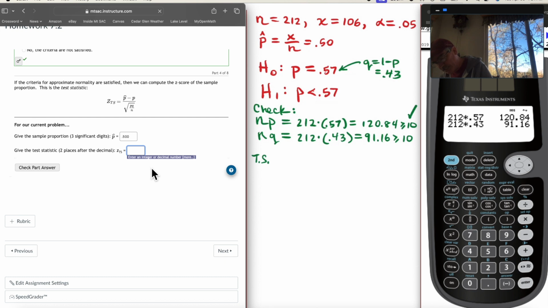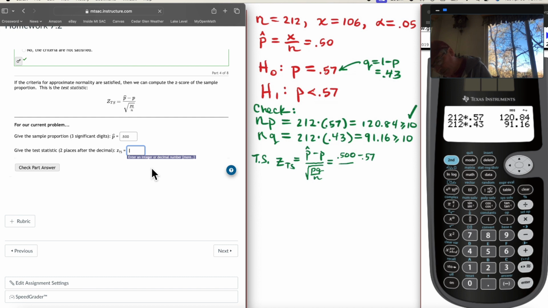TS for test statistic. Okay, formula is p-hat minus p over the square root of PQ over N. All right, so the p-hat was 0.50. Again, normally 3 significant figures there. Minus p, 0.57.